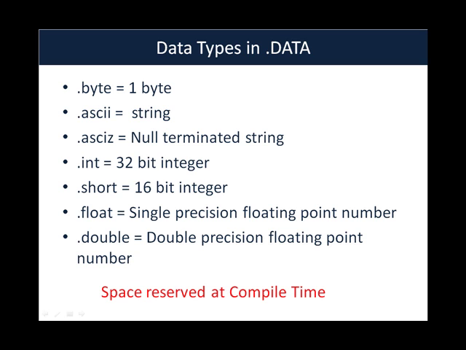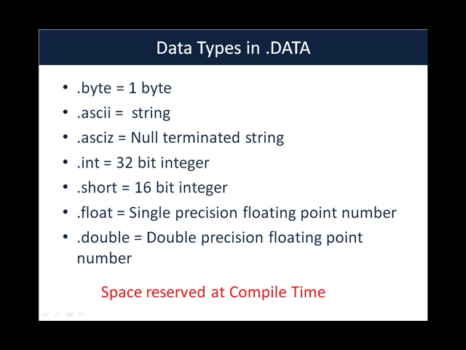So the first is .byte, which is actually 1 byte. Then we have .ascii, which if you remember from the previous video, is basically a string. Then we have .asciz, which is nothing but the null terminated string. Then .int, which is a 32-bit integer, .short is a 16-bit integer, .float is single precision, and .double is double precision floating point numbers. Now, many of these different data types are almost exactly as in the C language.